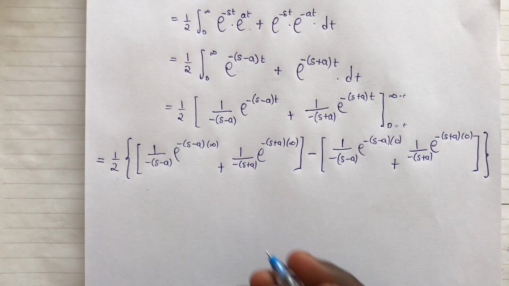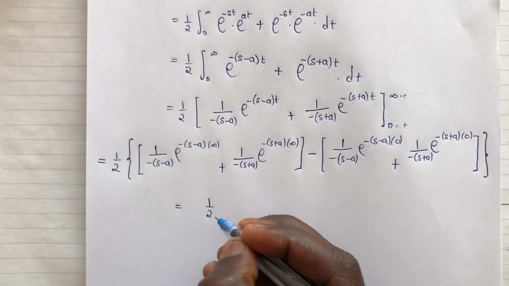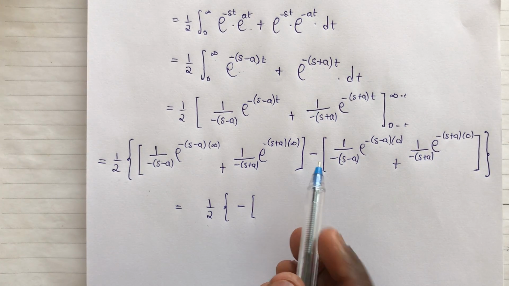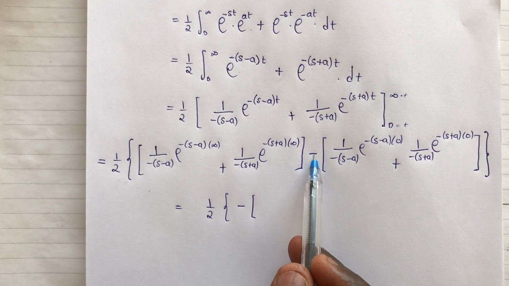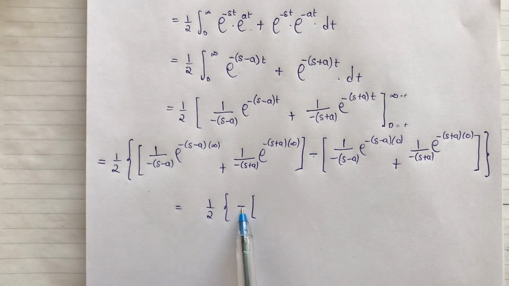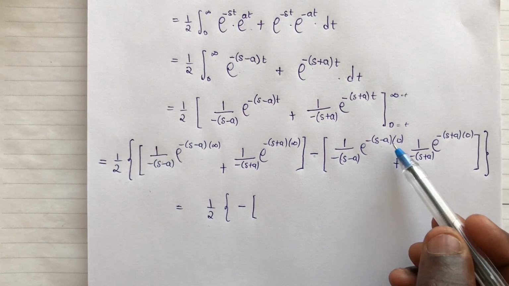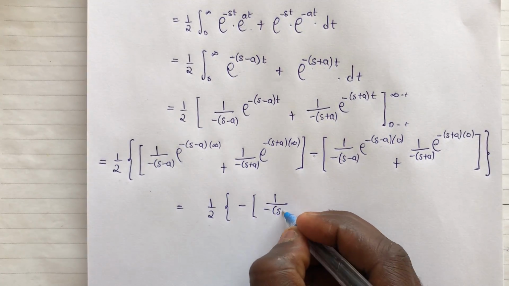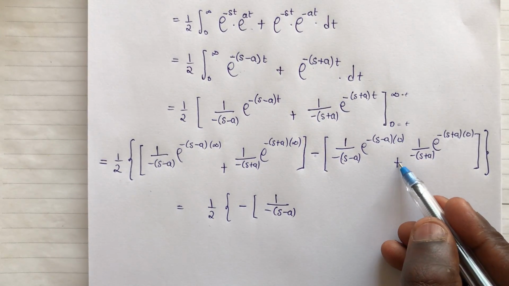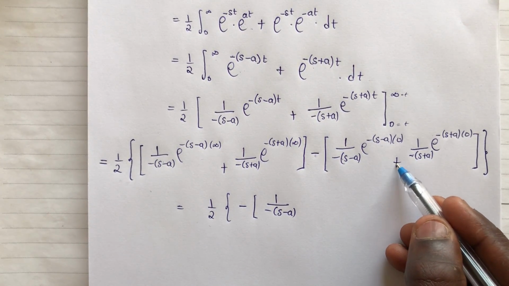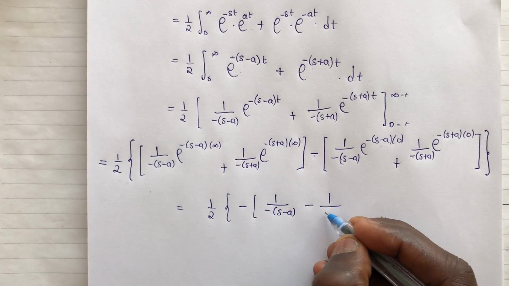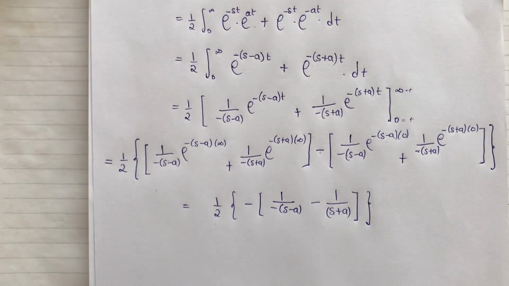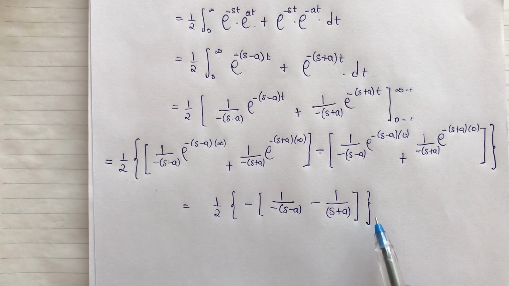So we can rewrite that by having 1 over 2 multiplying negative into bracket. Watch this carefully. There is a negative here because we have to subtract upper limit minus lower limit. So that is what I have here. Then we are left with, this is 1. 1 times this is giving us 1 over minus s minus a. Then we have plus negative, so this negative will affect this one. So I have minus 1 over what? s plus a. Okay, then we close our bracket, times this. Don't forget this 1 over 2 is here.